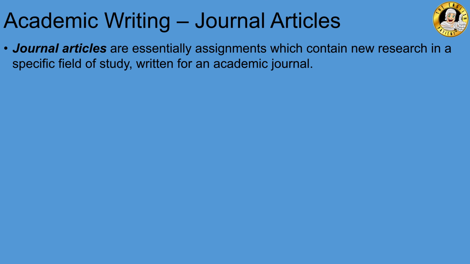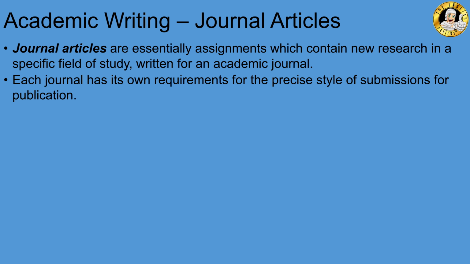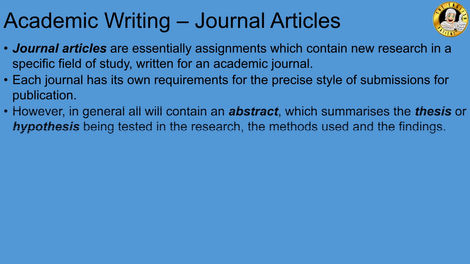Now, journal articles are essentially assignments which contain new research in a specific field of study, which are written for an academic journal of some kind. So they are written for publication in the wider world. Now, each journal has its own specific requirements for the precise style of submissions for this publication. But in general, all of these publications, all journal articles, will contain an abstract. And an abstract will summarize the thesis, or sometimes called the hypothesis, which is being tested in the research, and the methods used for this research, and then the findings, the results of the research.